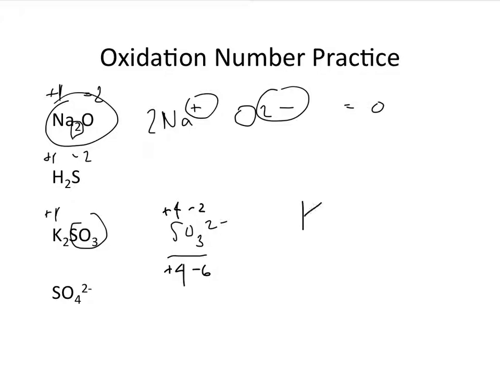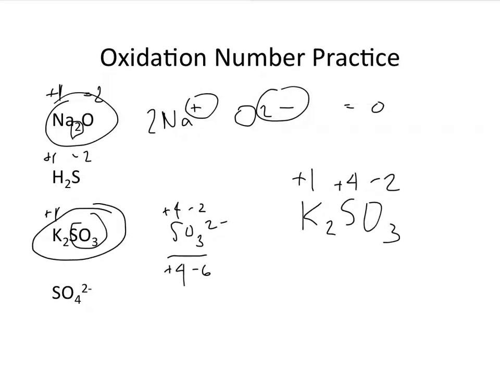So if I bring this back to the original molecule, okay, I have a +1, I have a +4, okay, and I have a -2. And if I look at this with respect to the overall charge, if I look at the K2SO3 molecule, I notice that there's no charge there. And if I look here and I count up all my pieces, I have 2 potassiums with a +1 oxidation number, plus 1 sulfur with a +4 oxidation number. That gives me a total of +6.